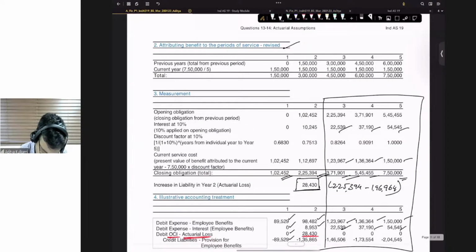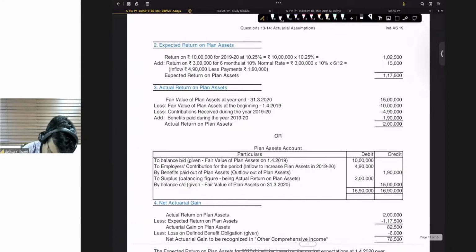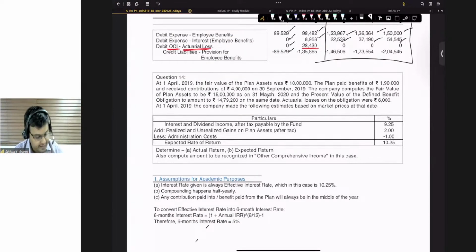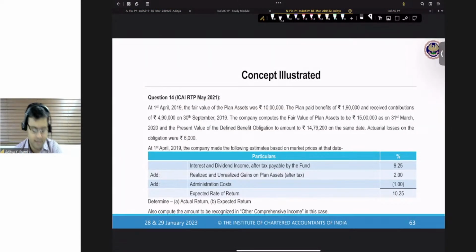actuarial assumptions. Now coming to the next part, the way in which the return on plan assets is calculated. This question has been asked in your RTP once. How the return is going to be calculated. At 1st April 2019, the fair value of the plan assets was 10 lakhs. The plan paid benefits of 1 lakh 90 and received contributions of 4 lakh 90 on 30th September 2019. The company computes the fair value of plan assets to be 15 lakhs on 31st March 2020.